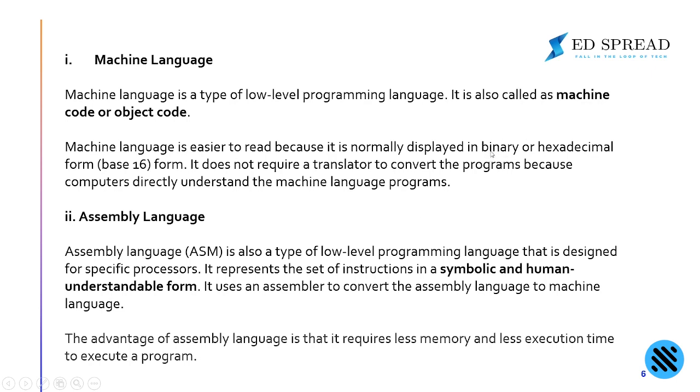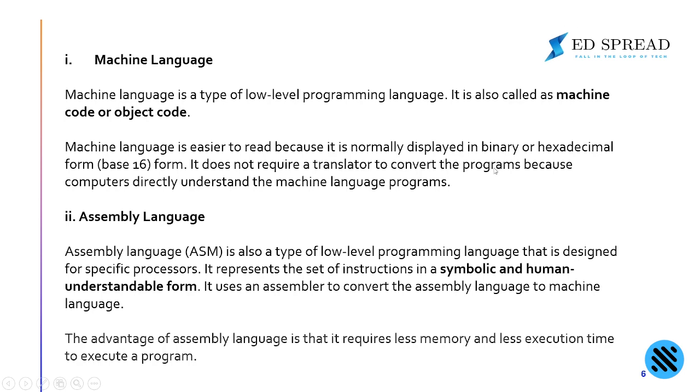Binary is nothing but base 2, right? Hexadecimal is nothing but base 16. The normal numbers which you write are base 10, right? So binary is a different base, and hexadecimal is a different base. Hexadecimal is of base 16 form, right? It does not require a translator. A translator is the thing which converts one language to another language, that is, high level language to machine level language, etc. Since the language is already low level, it is understood by the computer, so we need not translate it again, right?